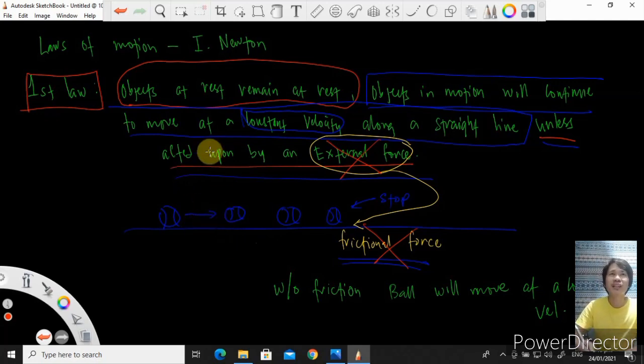So yun, object at rest will remain at rest kung walang external force. Objects in motion will continue to move along a straight line kung wala ding external force, which makes sense. Okay? Kaya natin hindi ma-observe yung, especially yung second part ng first law, is because of the presence of external forces, which we cannot eliminate 100%. Say for example, itong friction. Can we eliminate friction 100%? Syempre hindi, ano? Pwede nating i-lessen, i-minimize yung friction, but we can never eliminate it 100%. So, first law will always hold.